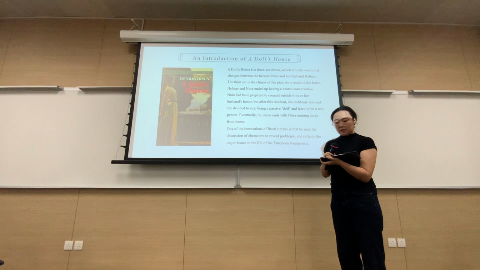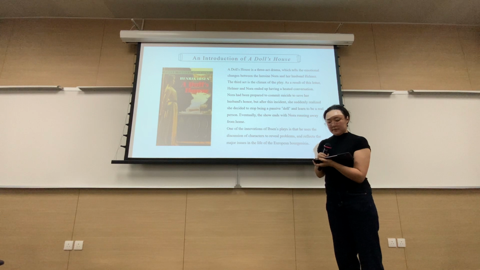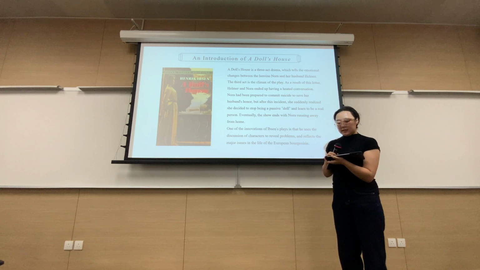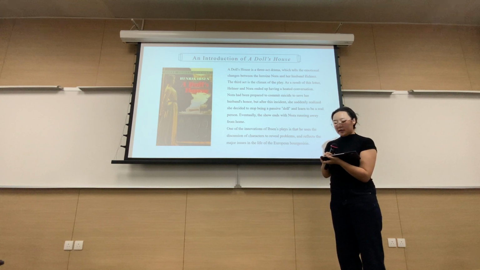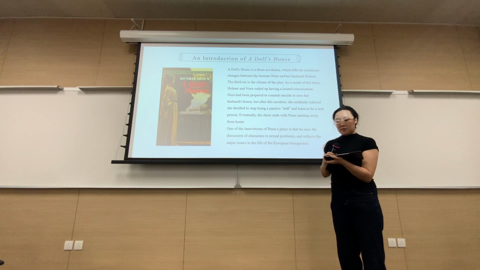When in trouble, instead of acting as Nora's protector, he used every way to accuse Nora, who seemed to be at a loss. And after learning that the matter will not be exposed, Helmer immediately changed his attitude. As he began to coax Nora, Nora, who had been prepared to commit suicide to save her husband's honor, suddenly realized after this incident that she decided to stop being a passive doll and learn to be a real person. Eventually, the play ends with Nora running away from the house.